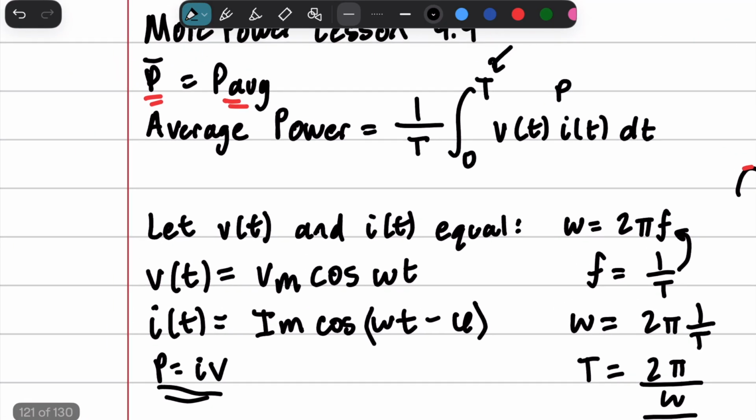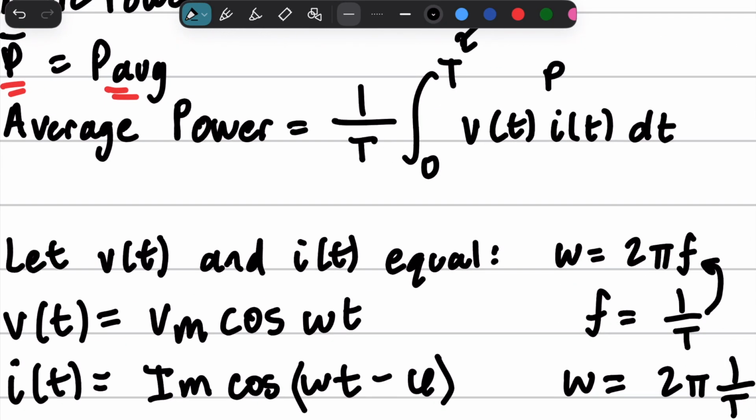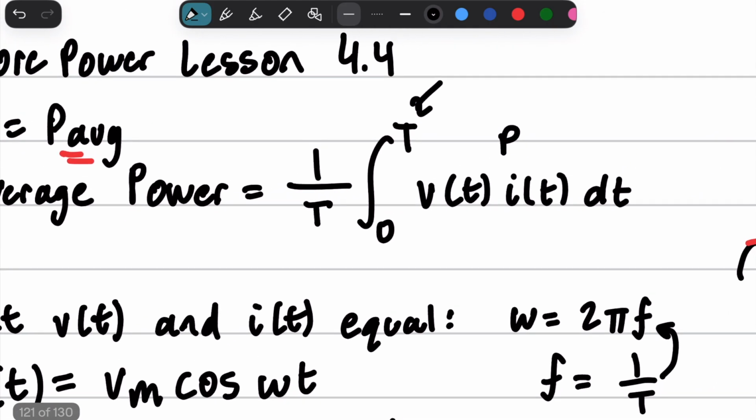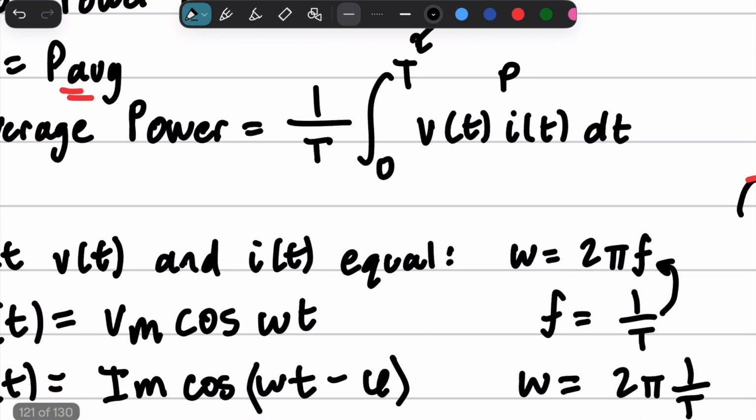Now, you probably don't want to be working with an integral every single time, rederiving and rederiving, putting in your specific v of t and your specific i of t into here. So we're going to go ahead and derive a general formula that you're just going to use for this lesson.